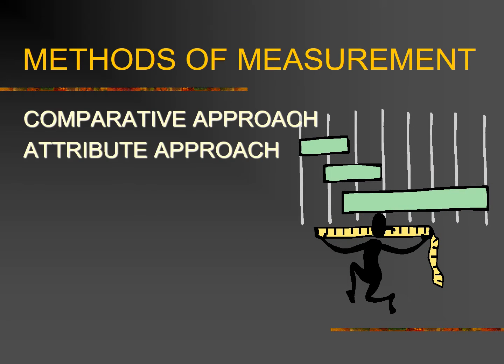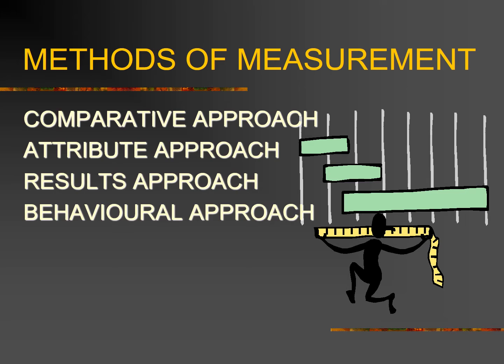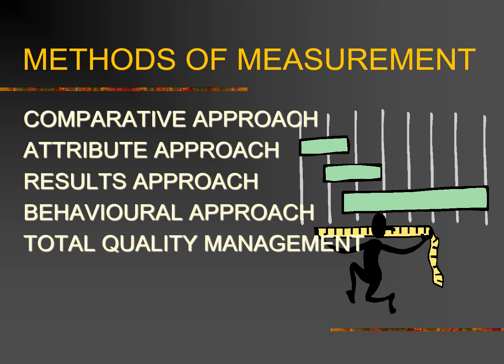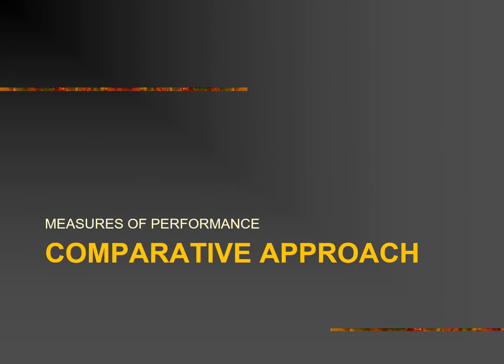So there are 5 methods. Now, the first method is the comparative approach, the second, the attributes approach, the third, the results approach, then there's the behavioral approach, and total quality. Now, we hoped to be able to go through all of them in this session. No, in this session, we are only going to go through the comparative approach. So let's begin with the comparative approach.